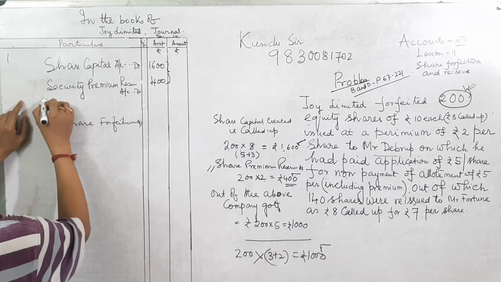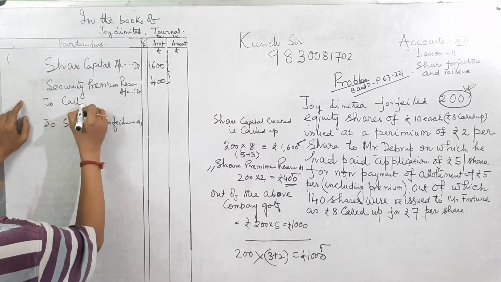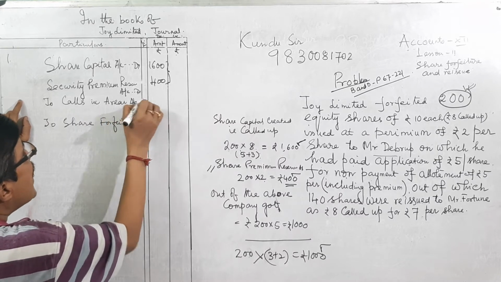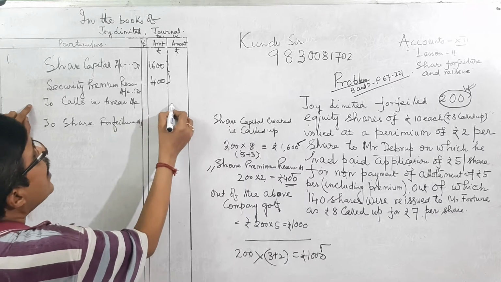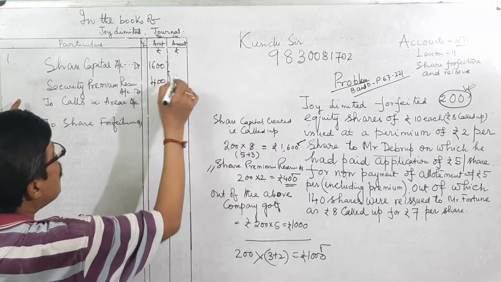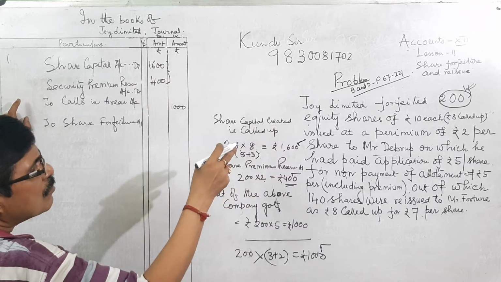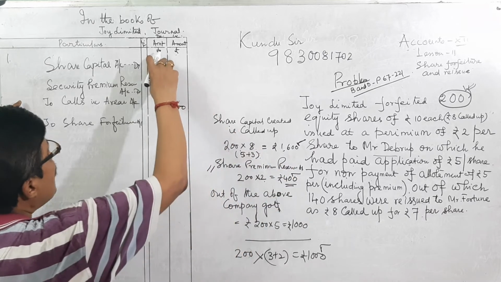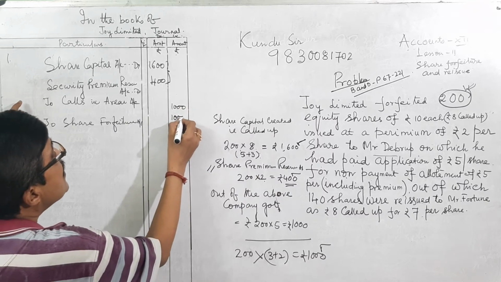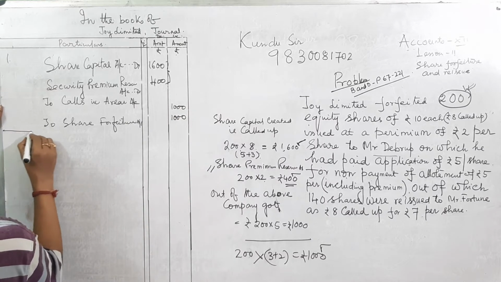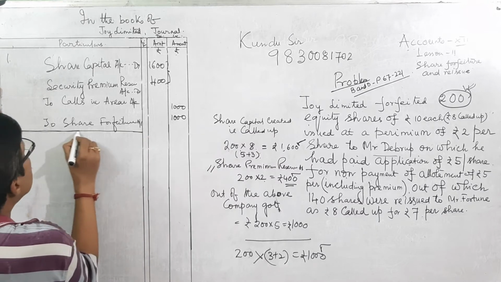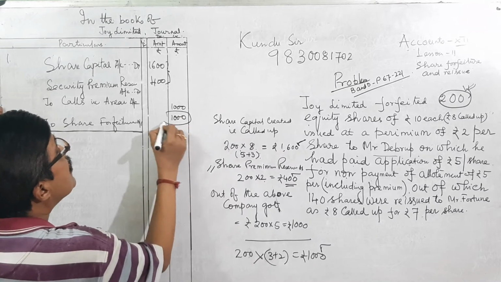Calls in arrear account. In the arrear account it is lying 1000, and the rest one we have the amount due on that shareholder, that is by Joy Limited to Devrup 2000, non received 1000, rest portion is share forfeiture account. Share forfeiture account we have got 1000 rupees.